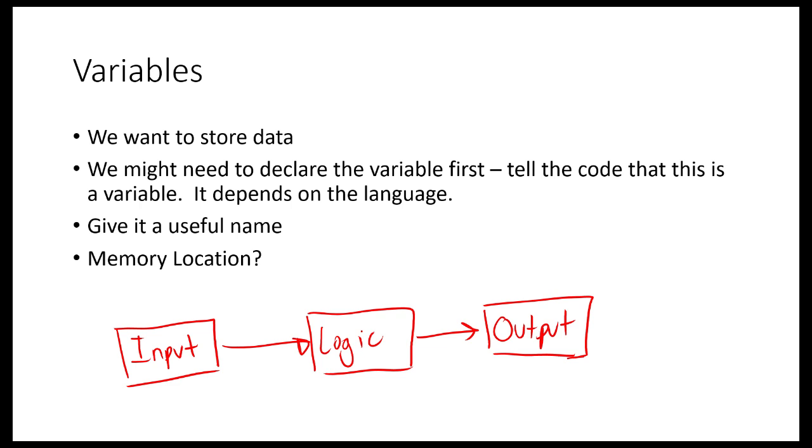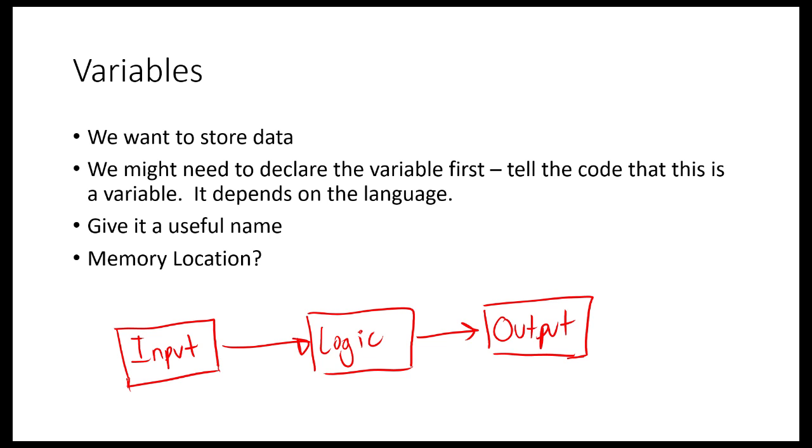And so we have to store this input somewhere, so that we can apply logic to it. And then once we're done, we gotta store our output somewhere. So that gives us a variable. So a variable is a word. It's a container, if you will, that stores data.